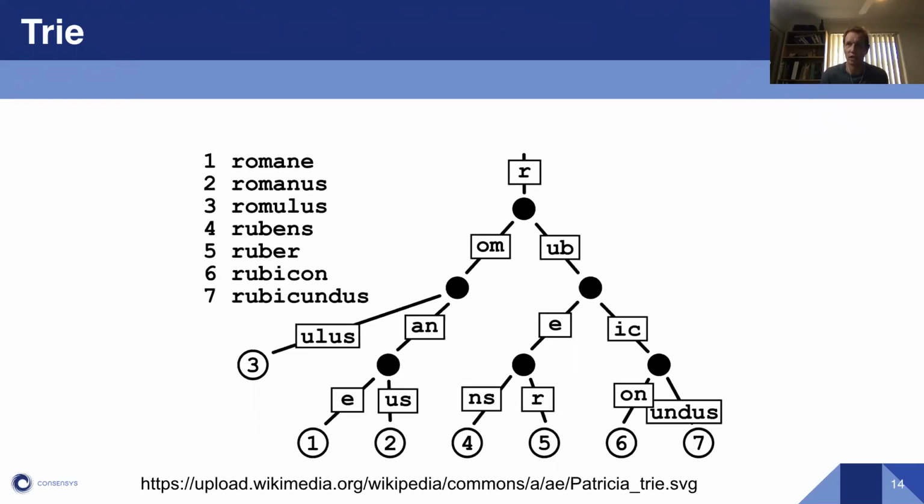So you can see that for Romulus, if you look at that, the R at the top, then the OM, and then the ULS is stored in that final leaf node. So that's a tree.